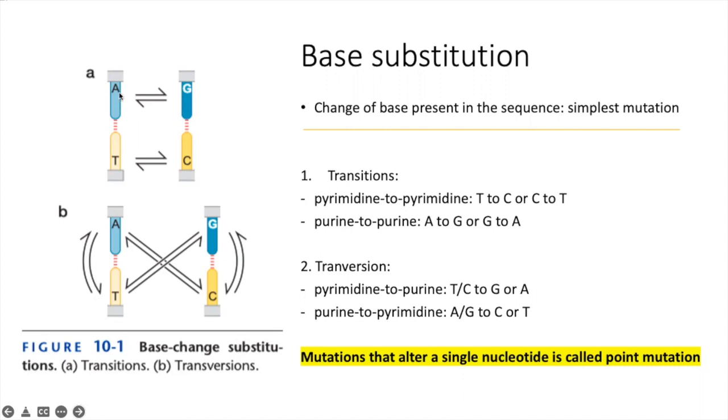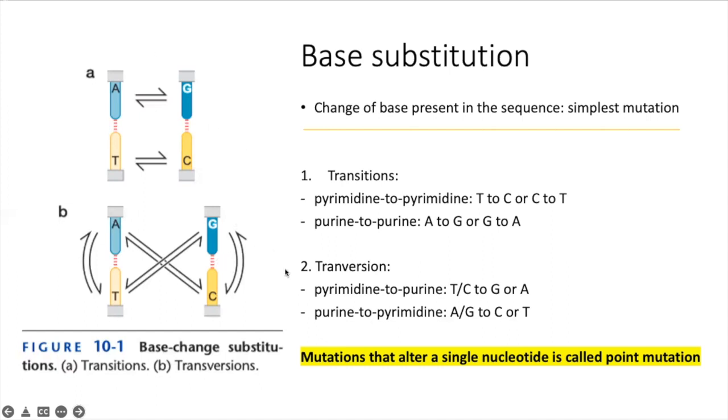If A is replaced by G, or if G is replaced by A, this is called purine to purine transition. If T is replaced by C, or if C is replaced by T, this is called pyrimidine to pyrimidine transition. So there are only 4 possible mutations that can take place in transition.